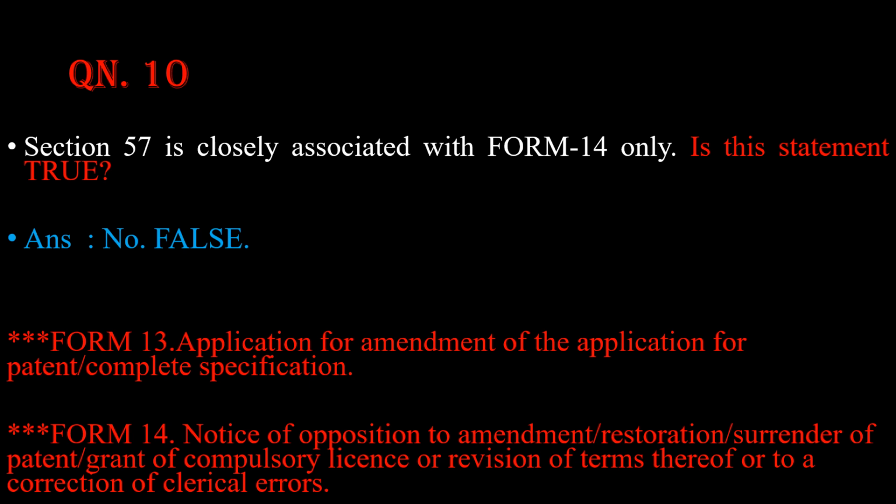Form 13 is application for amendment of the application for patent or complete specification, and form 14 is notice of opposition to amendment or restoration or surrender of patent or grant of compulsory license or revision of terms thereof or to a correction of clerical errors. I hope it is clear now.